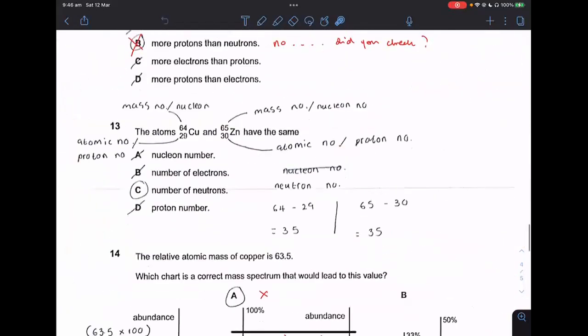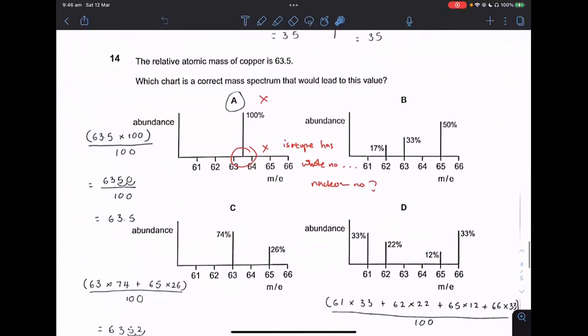Certainly. Okay, so I'm going to go number 14. Every MCQ has a key to it. The key to every MCQ is the key to unlocking the question. If you can find the key, your life will be easy. The key to this question is A cannot be the answer because this is decimal.